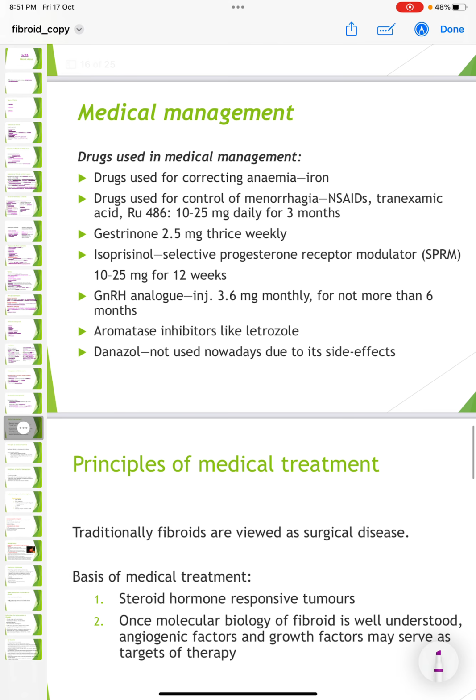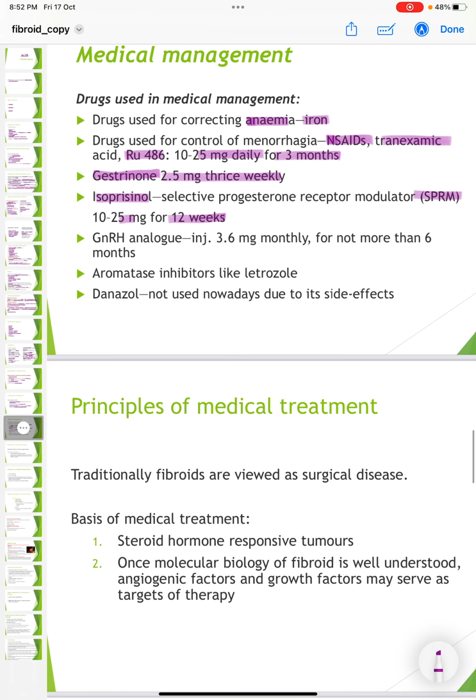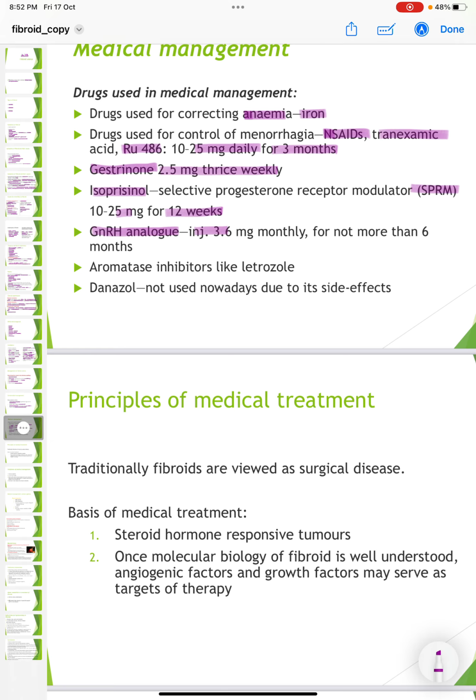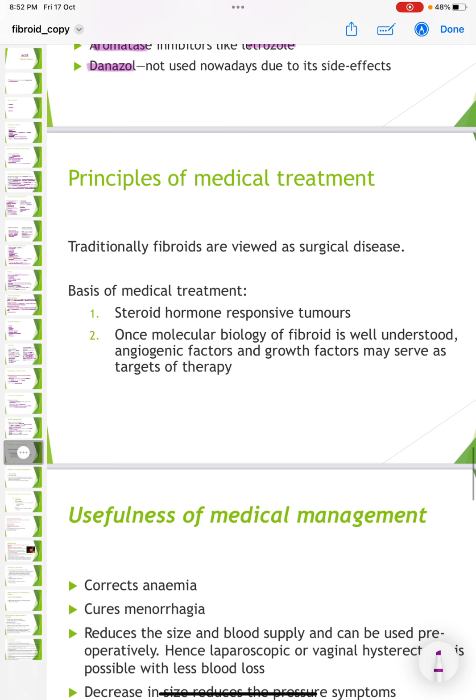So medical management: first is to treat the anemia, give iron supplementation, and control the menorrhagia and abdominal pain with NSAIDs, tranexamic acid, and mifepristone RU486 25 mg daily for 3 months, or gestrinone 2.5 mg thrice weekly, ulipristal, again an anti-progesterone, a selective progesterone receptor modulator, 25 mg for 12 weeks. GnRH analog, that is injection 3.6 mg monthly, leuprolide acetate, not more than 6 months because it causes osteoporosis. Aromatase inhibitors like letrozole and danazol are now not used because of side effects, androgenic side effects.